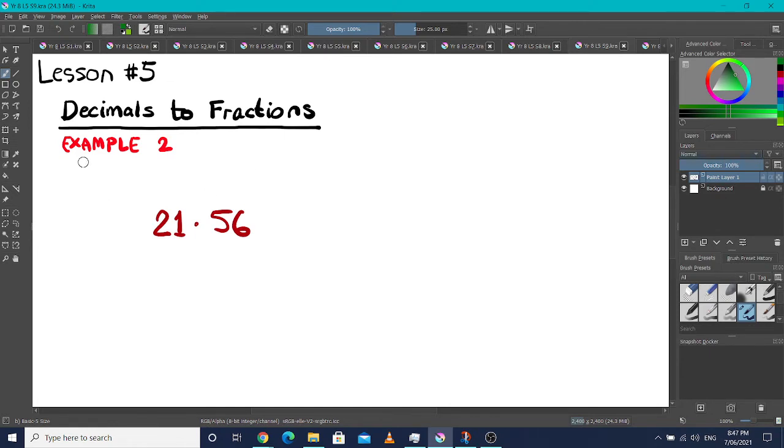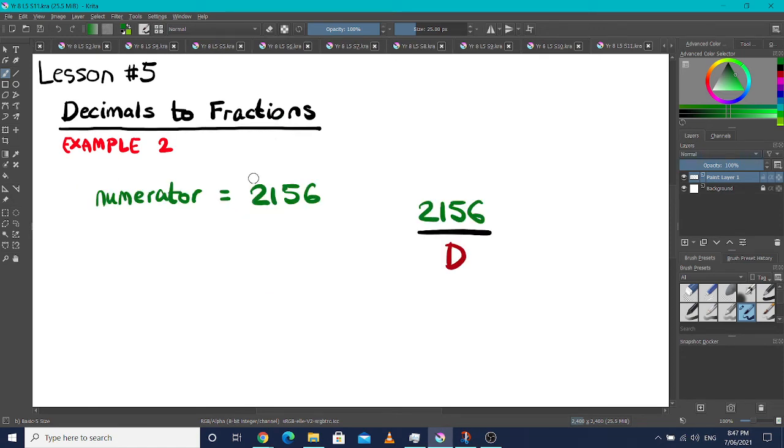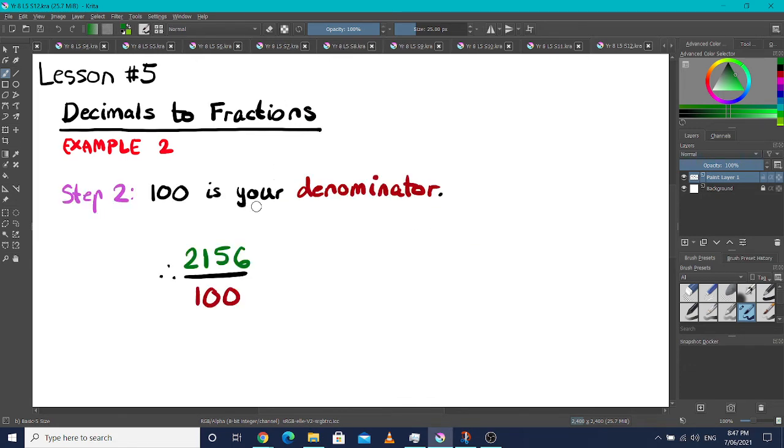And now with example 2, we are going to have a look at the decimal of 21.56. Step 1, to move the decimal point 2 places forward as shown here. So the numerator of our fraction will be 2,156. Our denominator is still unknown until we go to step 2, which is to make our denominator 100. So our fraction is now 2,156 over 100.